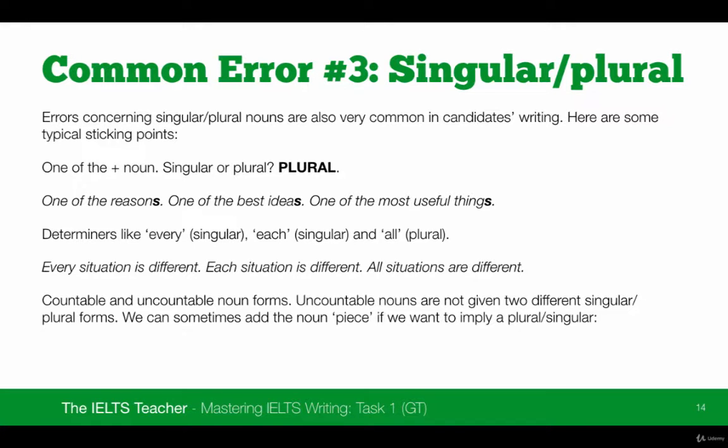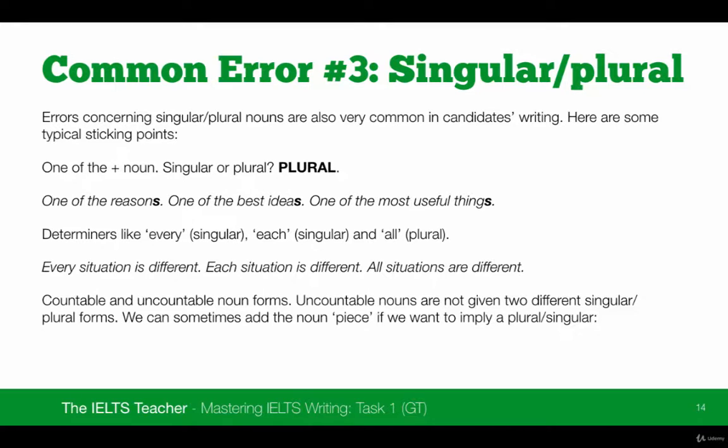And the other issue that's very common is countable and uncountable noun forms. Uncountable nouns are not given two different singular and plural forms. We sometimes add the noun piece if we want to imply an individual one of these things. So if we want to imply plural or singular aspects to an uncountable noun, we can sometimes use the noun piece. There are other words that can be appropriate.